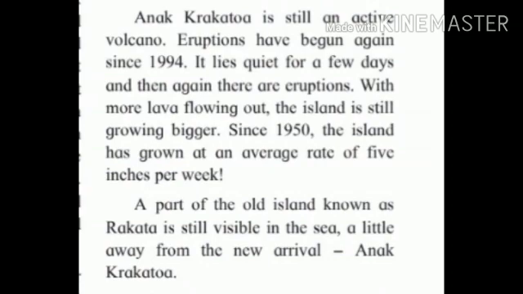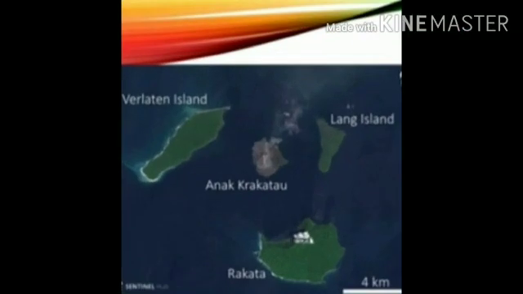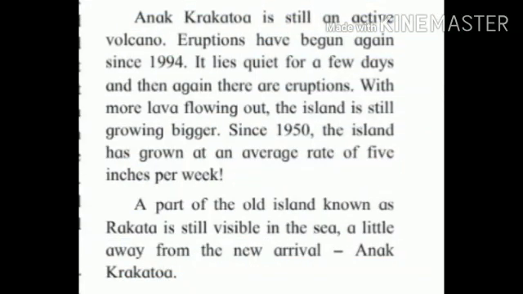Anak Krakatoa is still an active volcano which erupts regularly. Eruptions began again in 1994. So the volcanic eruption started coming again in 1994. It was quiet for a few days, and then again there was an eruption. The volcanic eruption comes again with more lava flowing out from the volcano, which fell down on the island. Because of this lava the island is still growing bigger. So the island is growing bigger day by day.